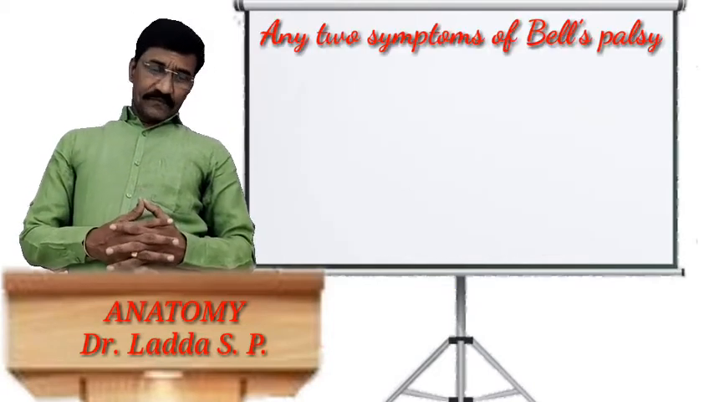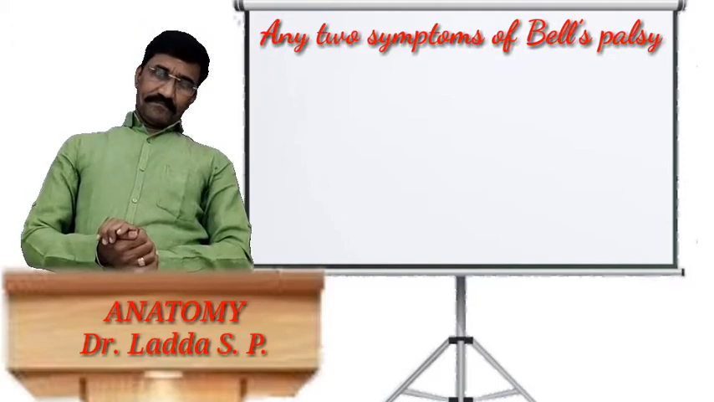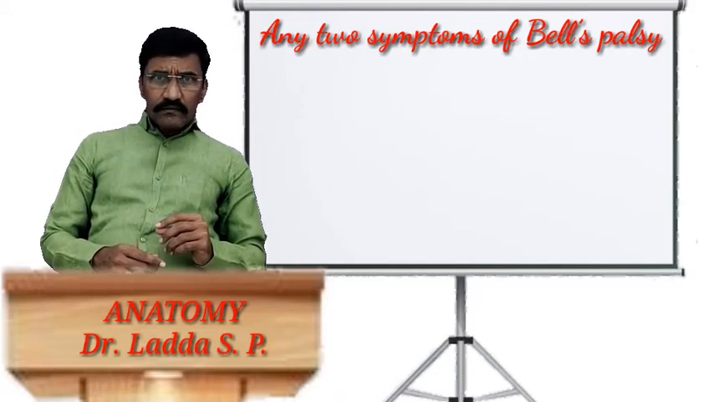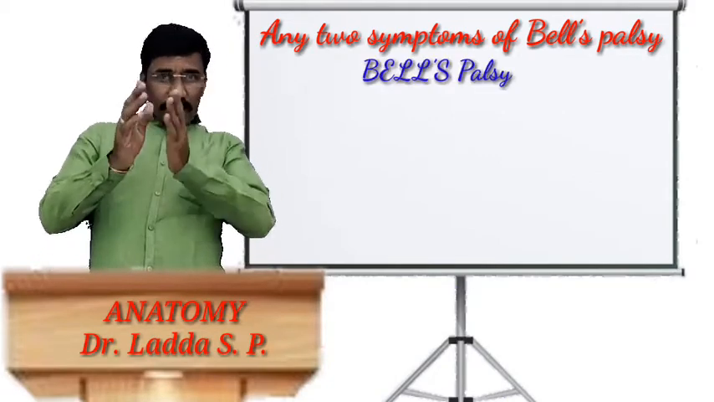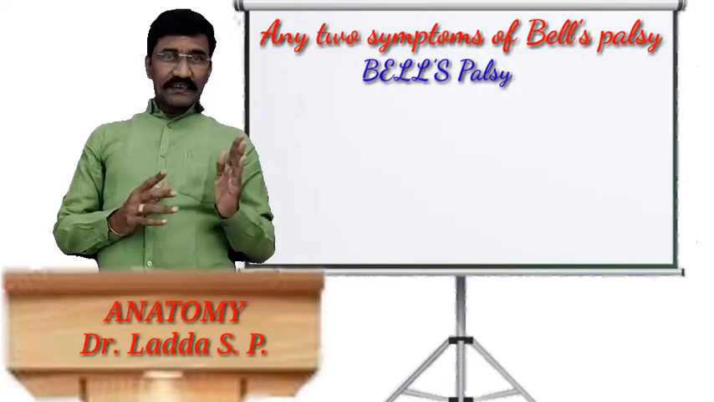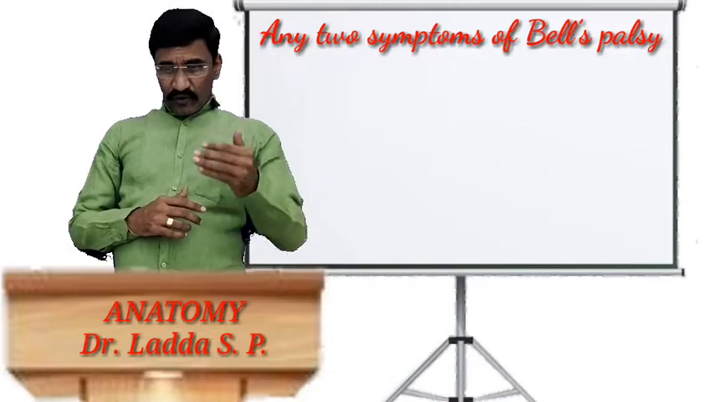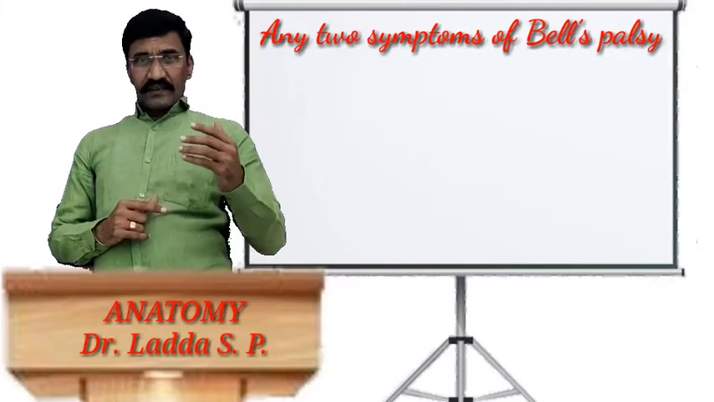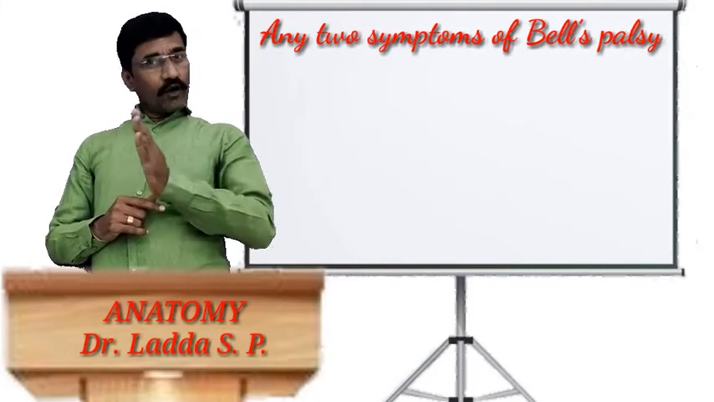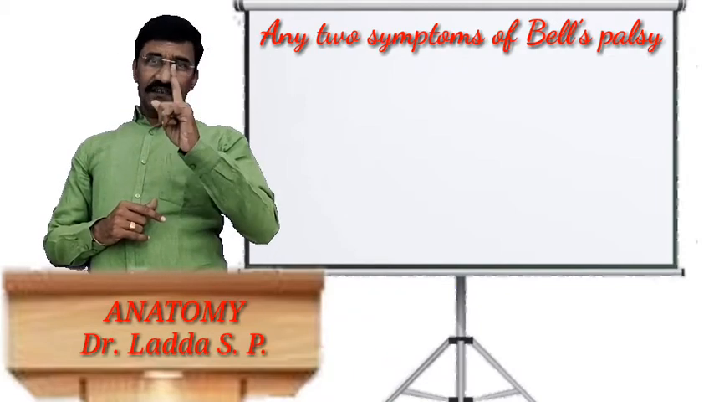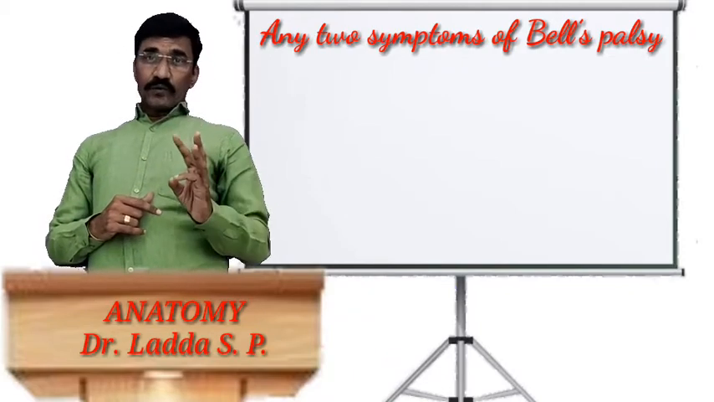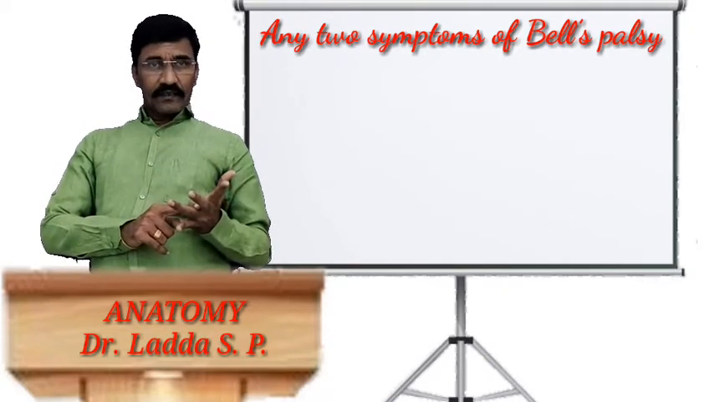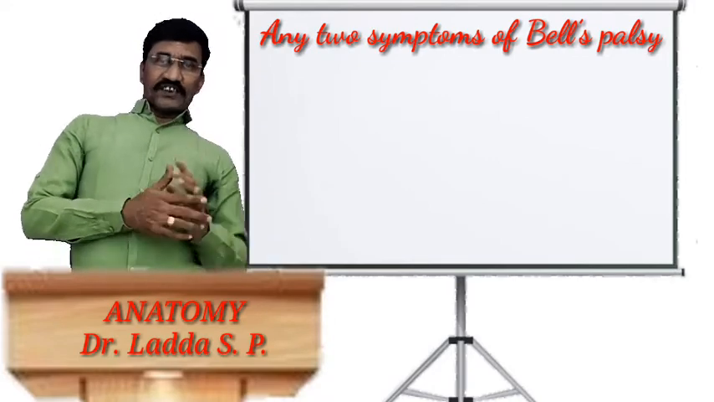Now the next question is, any 2 symptoms of Bell's palsy. Catch the words Bell's palsy, these 2 words, one is Bell's and second one is palsy. From Bell's you capture all 5 letters, and from palsy just consider one, that is P. So B, E, L, S and T are the things to be considered.